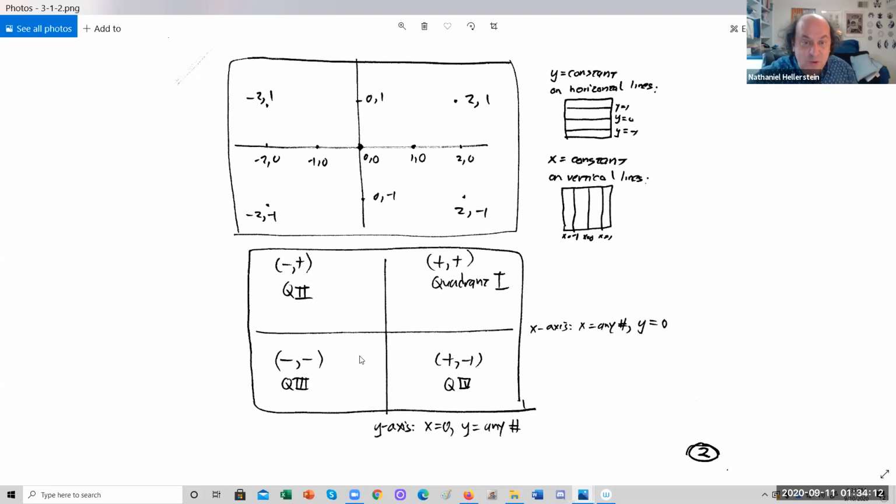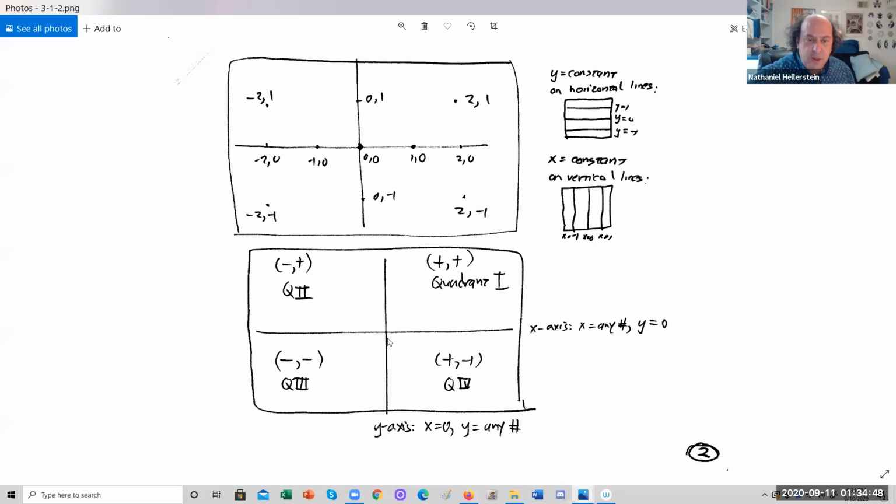Now, these two lines divide the plane into 4 quadrants. In this quadrant, upper right, the x values and the y values are both positive. That's quadrant 1. Here in quadrant 2, the x value is negative, and the y value is positive. Negative by plus is quadrant 2. Down here in quadrant 3, both x and y coordinates are negative. And over here in quadrant 4, the x values are positive, the y values are negative, plus by negative.